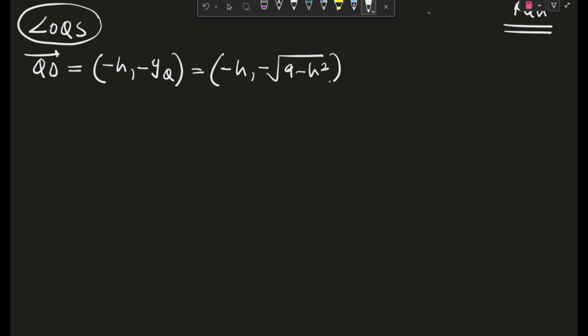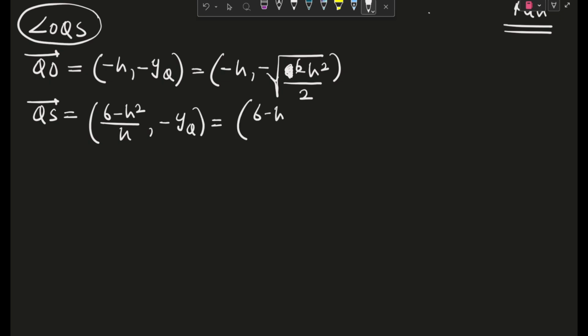Okay, wait, I actually wrote this for R. Your YQ was 6 minus H square by 2. Okay, this is your QO vector. And similarly, if we find out your QS vector, this thing will come out to be 6 minus H square by H, comma, minus YQ. So 6 minus H square by H, comma, minus root 6 minus H square by 2.